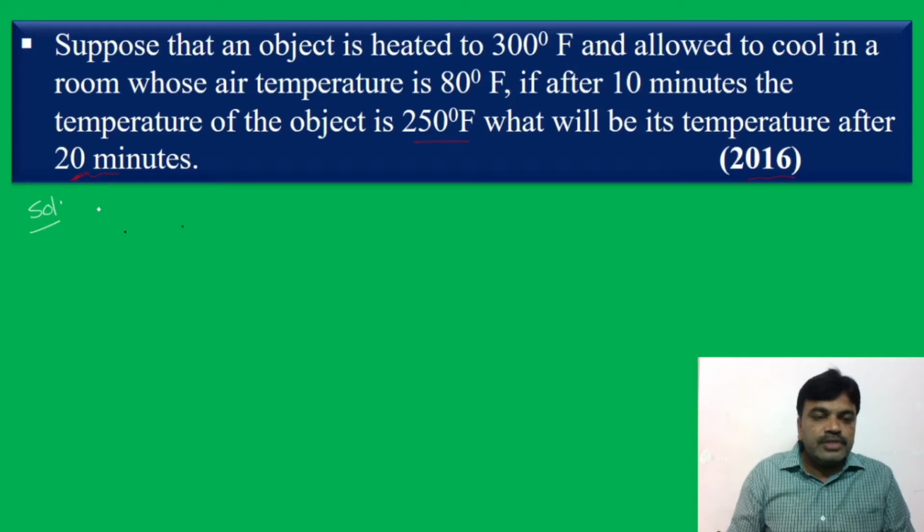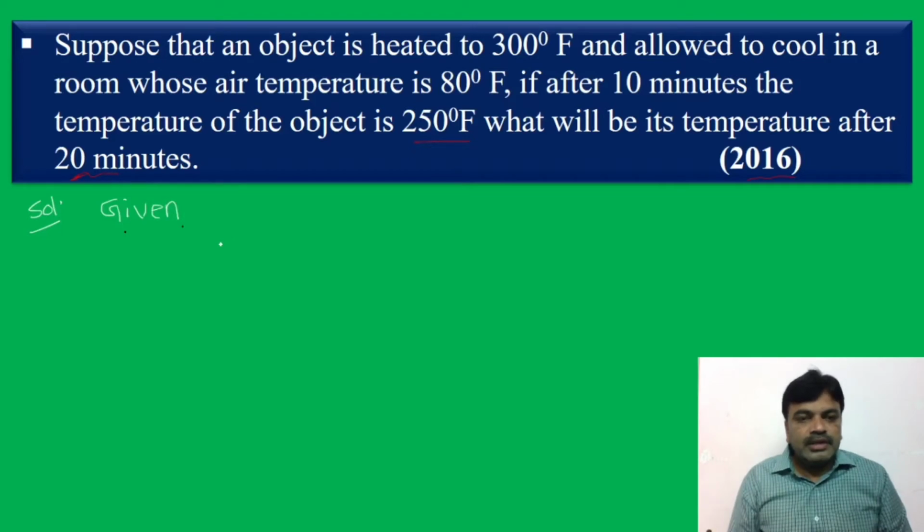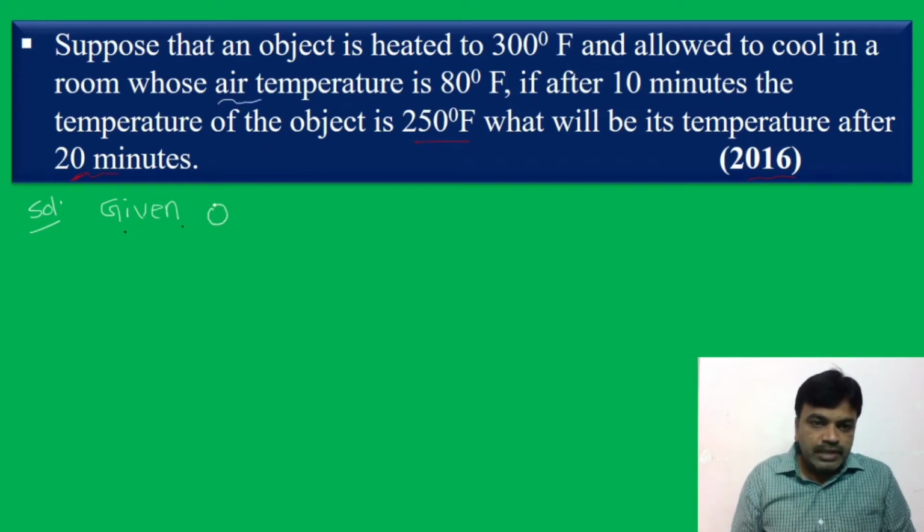First of all, I want to write the given data, friends. How to write this given data was already explained in the first problem in the previous video. You can watch that video, friends. What is the air temperature here? 80 degrees Fahrenheit. So the air temperature is denoted by theta naught, so theta naught is 80 degrees Fahrenheit.